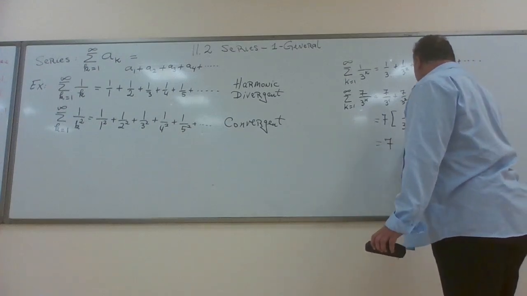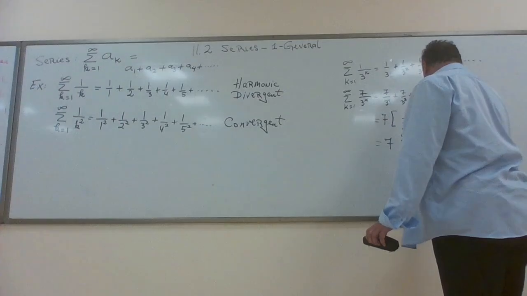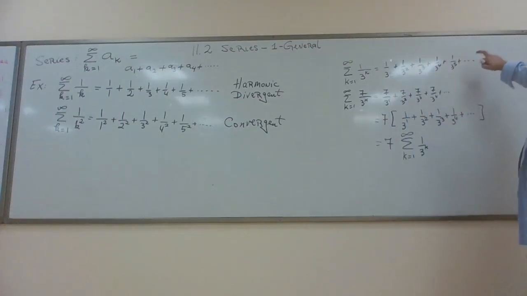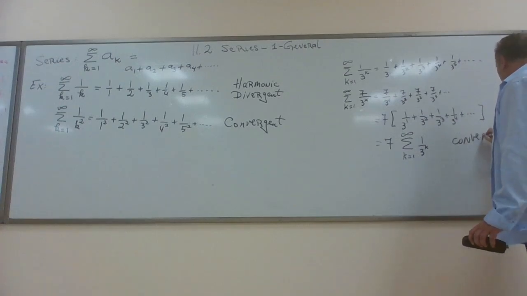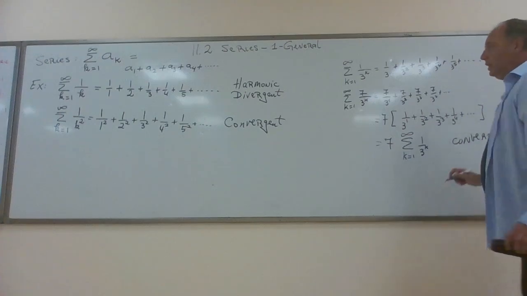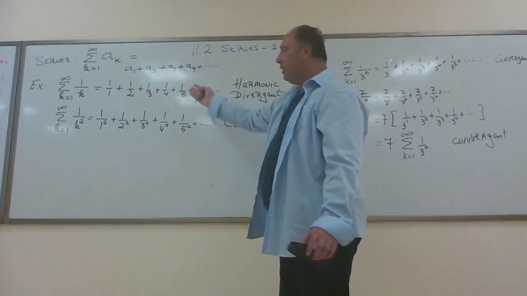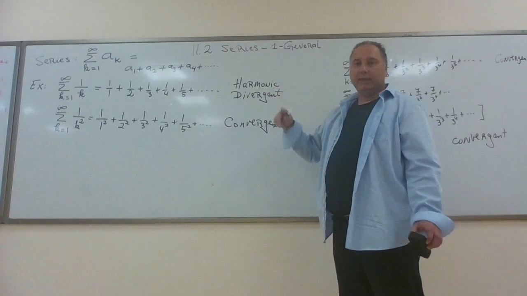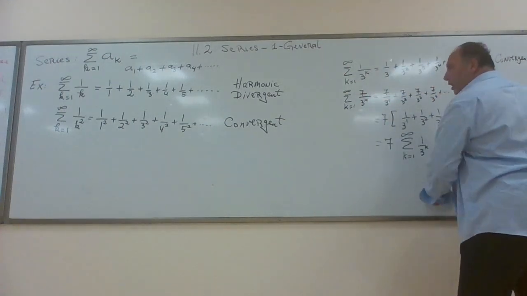So this is 7 times the series 1 over 3 to power k. So if this series here is convergent, then this series is convergent. And this one here will also be convergent. Obviously, here this series, harmonic series, is divergent. If I multiply it by 5, well, the resulting series is divergent also. So in these cases, situation is clear.